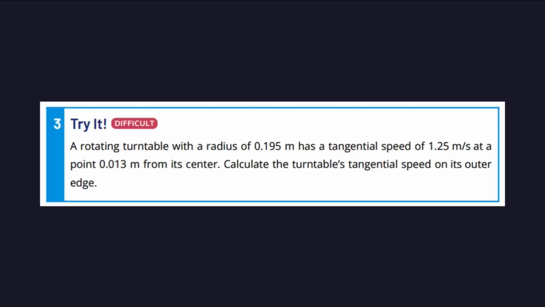So sa last na to na try it, a rotating turntable with a radius of 0.195 meters has a tangential speed of 1.25 meter per second at a point of 0.013 meter from its center. Calculate the turntable's tangential speed on its outer edge. So, sama ganina, need na to pangitaon ang rotational speed gamit ang mga given kay para makalculate na to ang turntable's tangential speed on its outer edge.